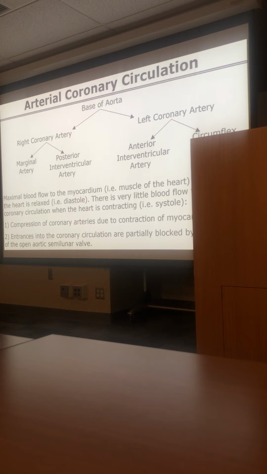The other point is that when the ventricles are contracting and they've gotten enough pressure to push the blood out the outflow tract, the semilunar valves actually block the entrances into the coronary circulation. And so you have to wait till the heart relaxes, the blood comes back towards the heart, closes the semilunar valves, and now the blood can go into the coronary circulation.